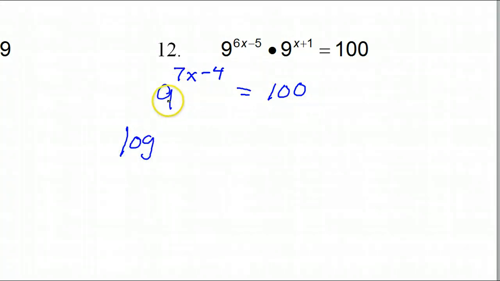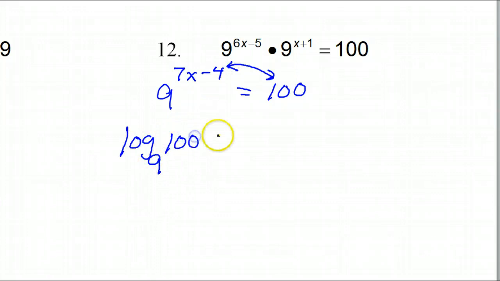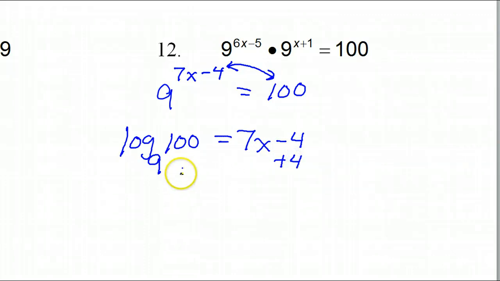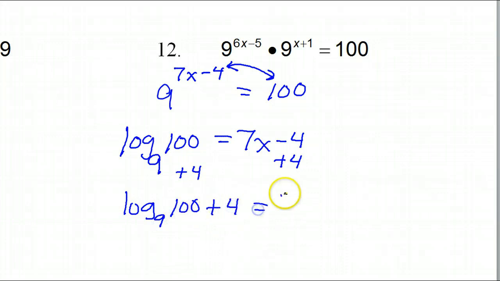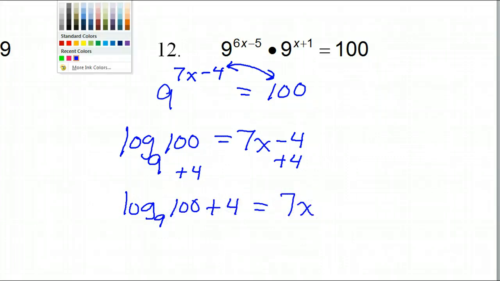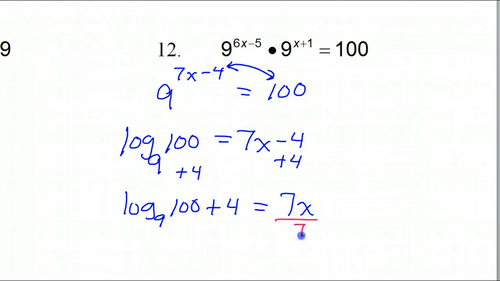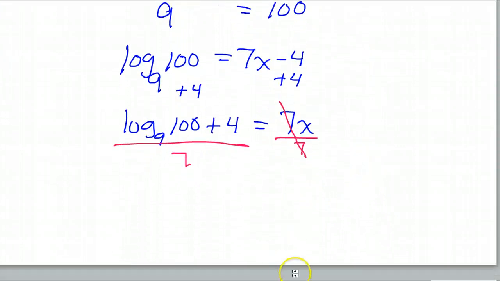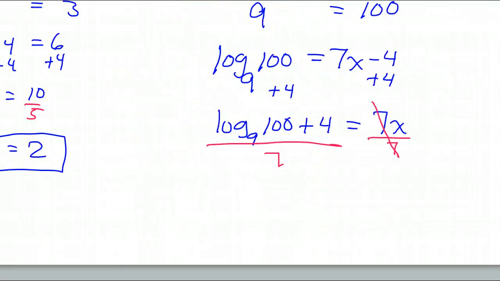Log form, you start with the base. So this will be log base 9. And these parts will change sides. So it'll be log base 9 of 100 is equal to 7x minus 4. So let us add 4 to both sides next. So that'll be log base 9 of 100 plus 4 is equal to 7x. Alright, then I need to divide by 7 to get that out of there. Okay, so that is going to give me x. Alright, this needs to be put in a calculator.